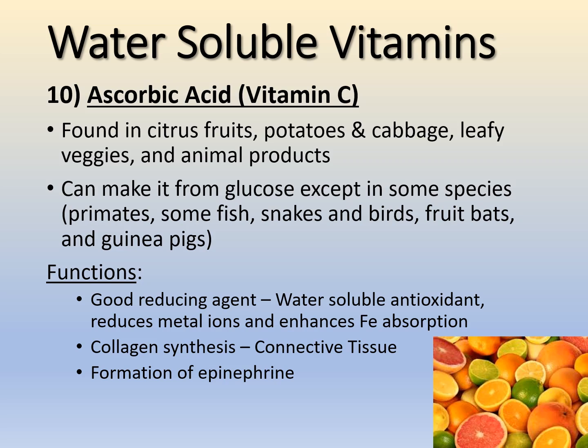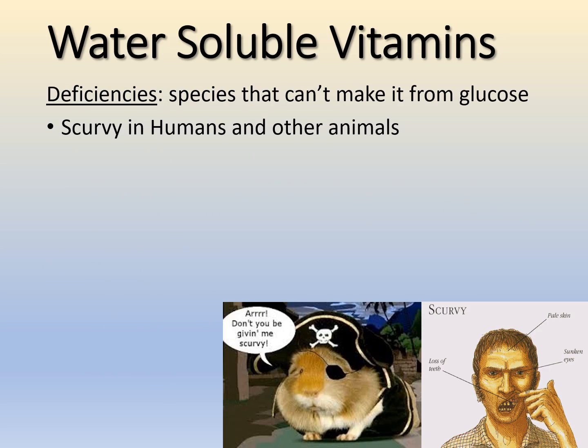And the functions of vitamin C is it's a really good reducing agent. So it is an antioxidant, which is very good, and it reduces some metal ions and can help with and enhance iron absorption. So that's very important. Collagen synthesis, so it helps with producing collagen fibers, which is very important in connective tissues. And it's part of the formation of epinephrine. So epinephrine is kind of our stress hormone, right? The fight or flight hormone. So it has to do with that as well. Okay.